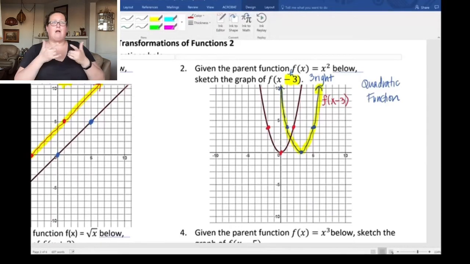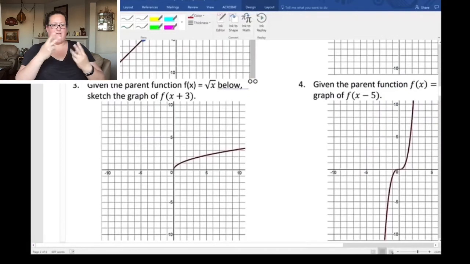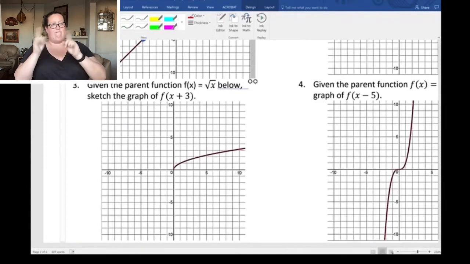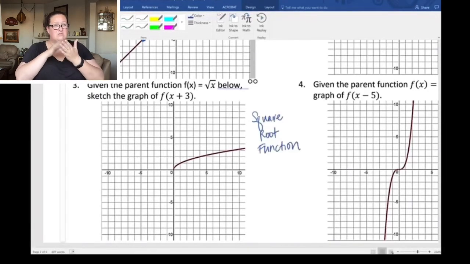Now let's move on to problem number 3. Given the parent function f of x equals the square root of x below, sketch the graph of f of x plus 3. This is a half curve, so I know that this is a square root function. We want to sketch the graph f of x plus 3. That plus 3 is inside of the parentheses. And once again, that's our h value. And so we're going to do the opposite because it's a hypocrite. So instead of going 3 units to the right, we're going to move the graph 3 units to the left.